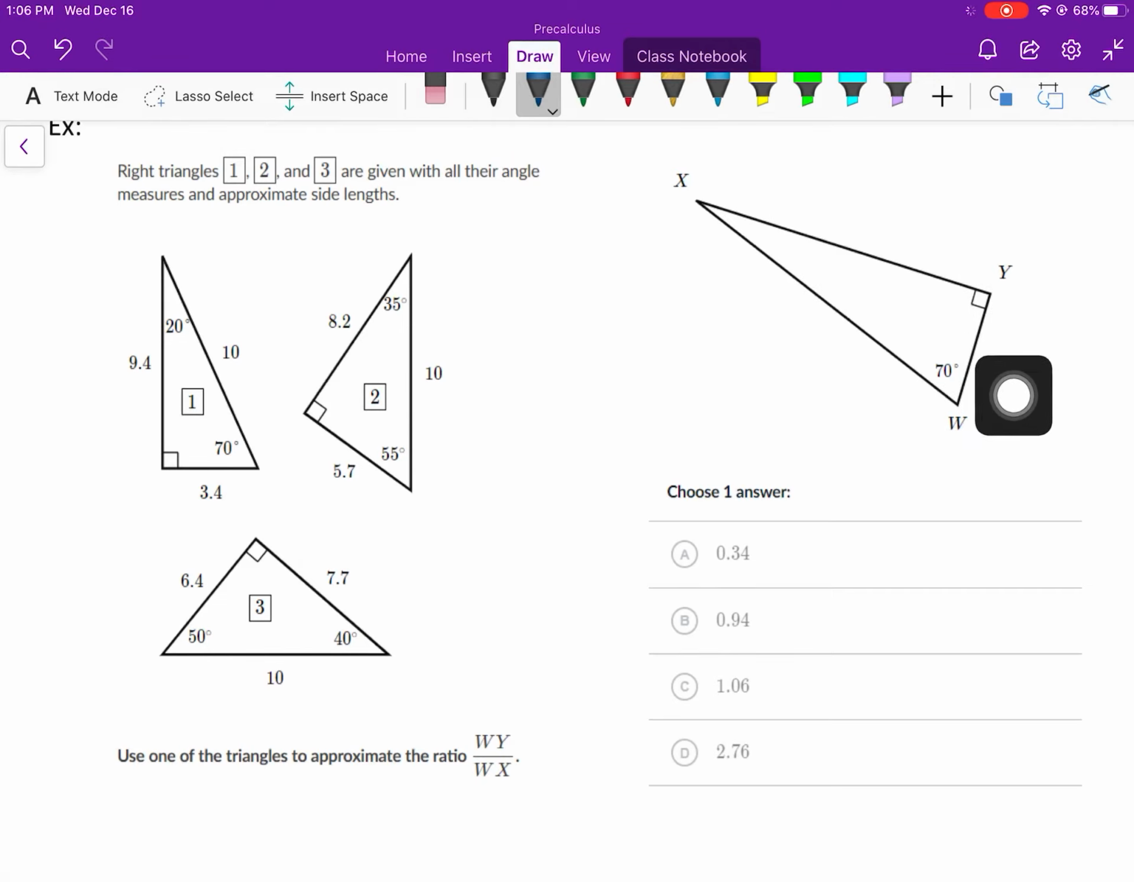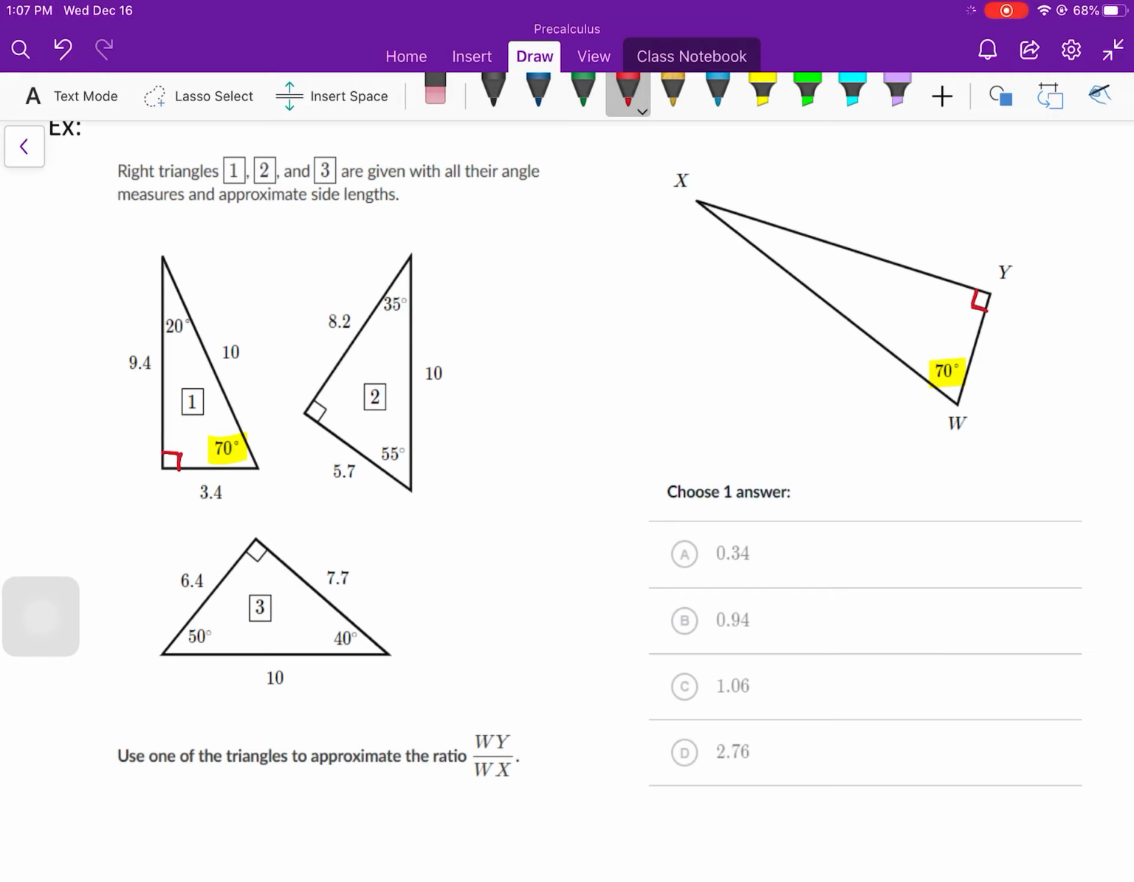So they're talking about this triangle. We're going to use one of these triangles to approximate the value here. Now we're going to try to find the similar triangle to it. There are 3 triangles here. Only one of them is similar. The 70-degree angle is the giveaway. And also don't forget about that right angle.